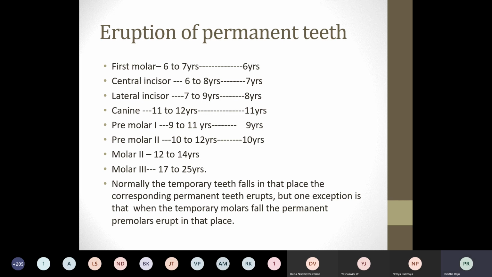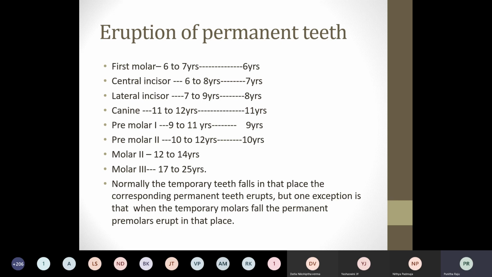Next is the eruption of the permanent teeth. The first permanent tooth that erupts is the first molar, at 6 years. Later is the central incisor, which erupts at 7 years. The lateral incisor, 8 years. The canine is at 11 years. Even here the canine will be a little late.